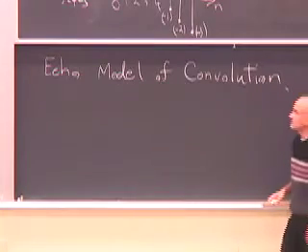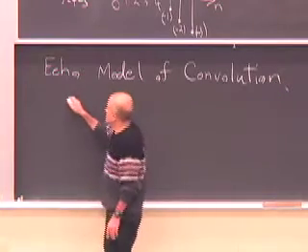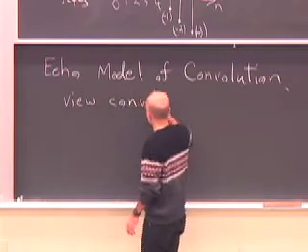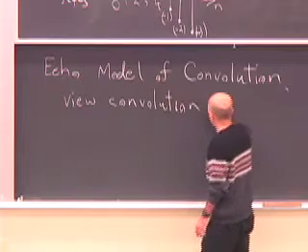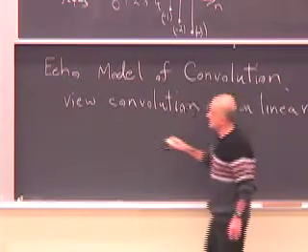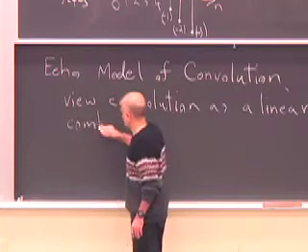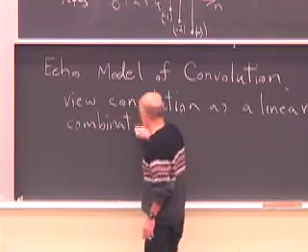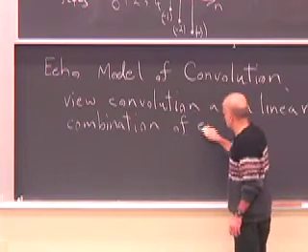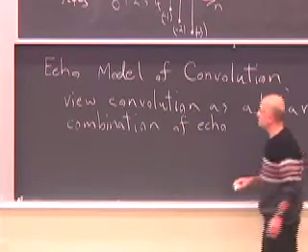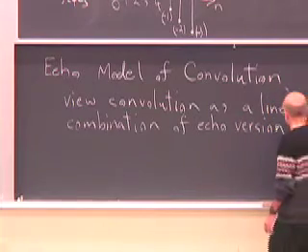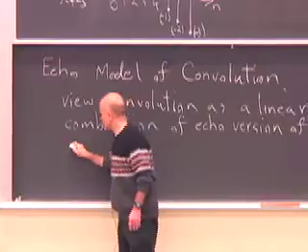But essentially, you view convolution as a linear combination of echo versions of a signal.